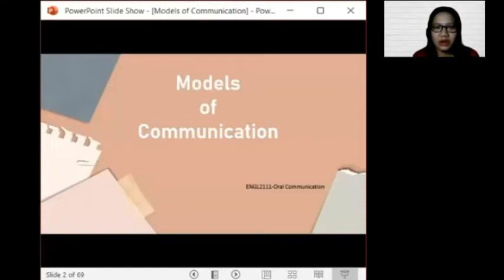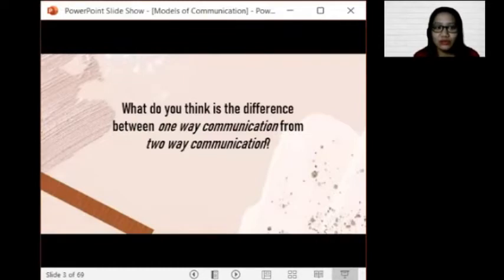When we're talking about the different models of communication, of course, we need to identify the differences between one-way and two-way communication. When we say one-way communication, it also has a receiver and a sender. However, the receiver is not required to give any feedback or reaction. When we're talking about two-way communication, the sender and the receiver are both active and important in the communication process.